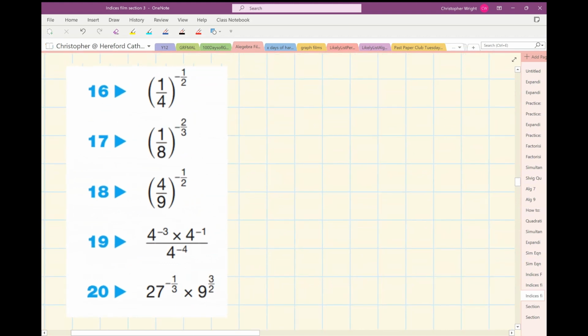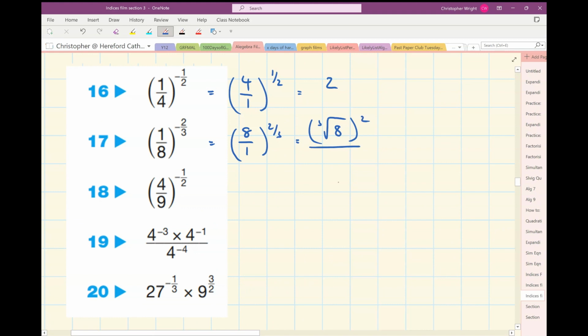Okay, a quarter to the power of minus a half is the reciprocal of a quarter to the power of a half, which is the square root of 4, 2, over the square root of 1, which is 1. So 2 over 1, 2. 1/8 to the power of minus 2/3 is 8 over 1 to the power of 2/3, which is the cube root of 8 squared over the cube root of 1 squared, which is just 1. So that gives me 2 squared, 4.